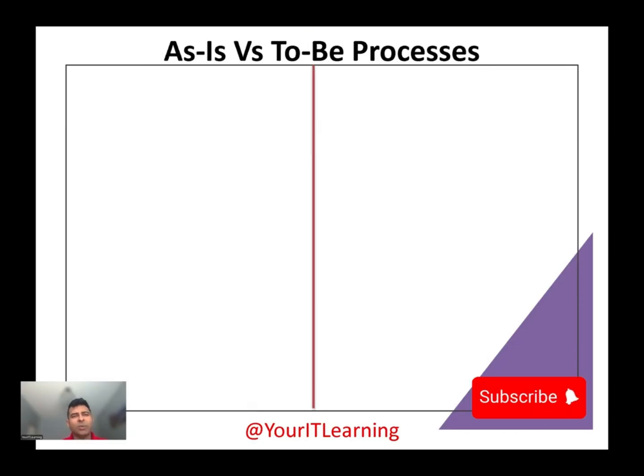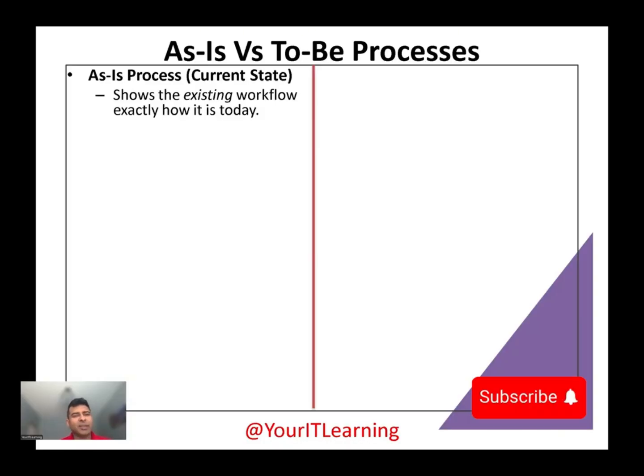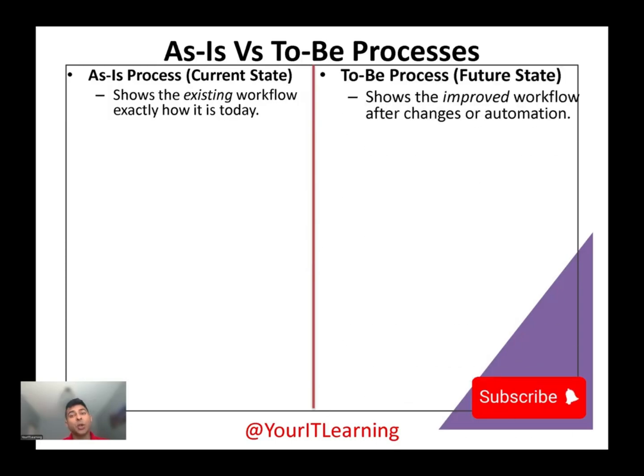Now let's talk about as-is versus to-be process. The as-is process is the current state; it shows the existing workflow exactly how it is today. So as the name suggests, the as-is process is the current state of any project or product. The to-be process is the future state; it shows the improved workflow after changes or automations. So what is an example of as-is?